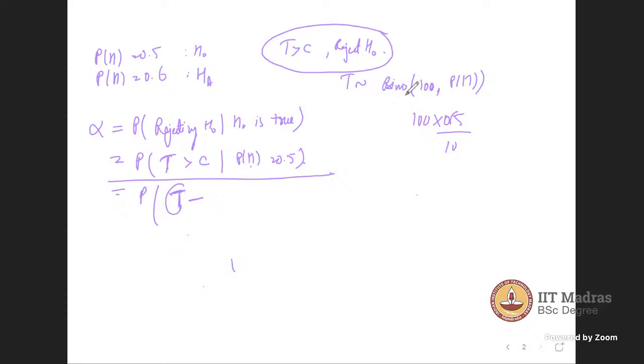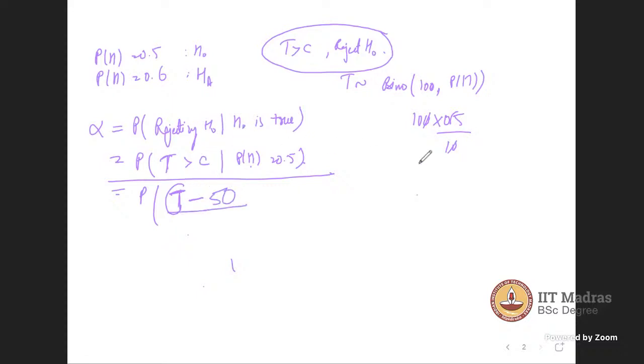Now, what is the mean of T? T models binomial 100 comma pH. So the mean is n times p. Why do we need the mean? To find alpha. If you want to find alpha, we need the mean. Okay. So if you do it, you'll get the mean to be 50, right? Yeah. And so T minus 50.